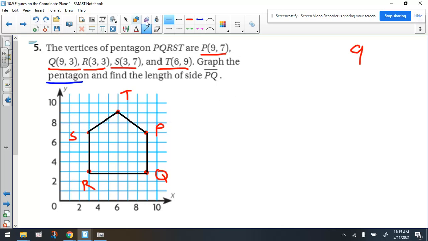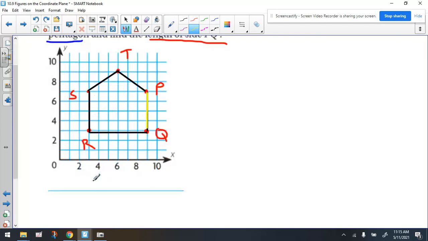All right, so now they want to know the length of PQ. So let's find PQ. That's this right here, P to Q. 1, 2, 3, 4. So on the little line down here, you're going to put 4 units is the length of that line.